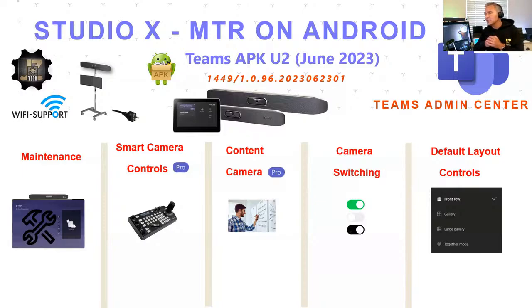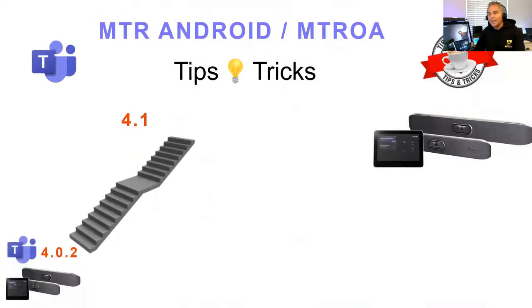So the camera switching is available now from the Teams application side, and the default layout controls. So you can set every room to the same layout just to give that identical experience if you walk into this room or that room. So you can set that now as a default in Teams Admin Center. Just quick, just high level.